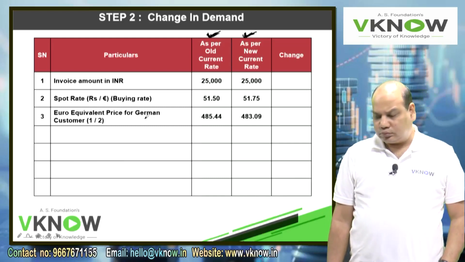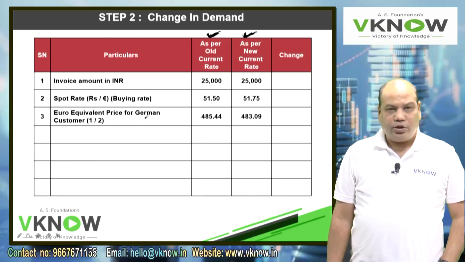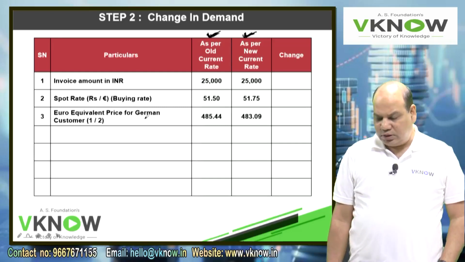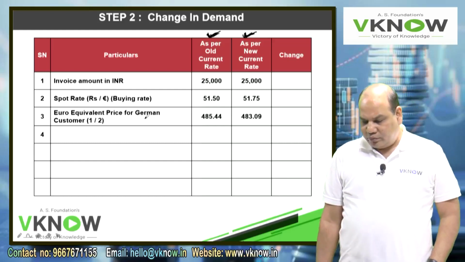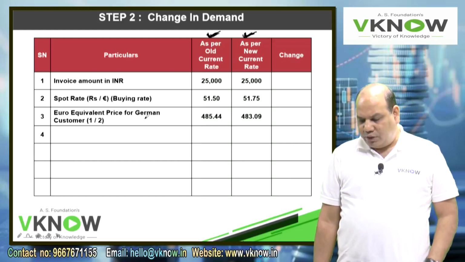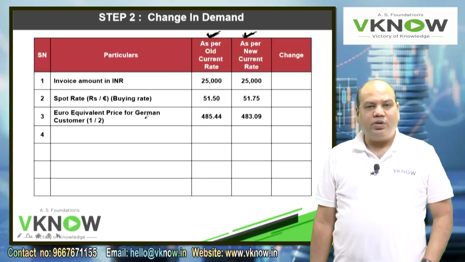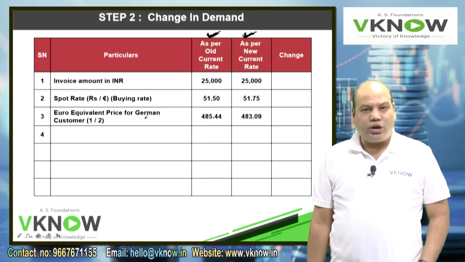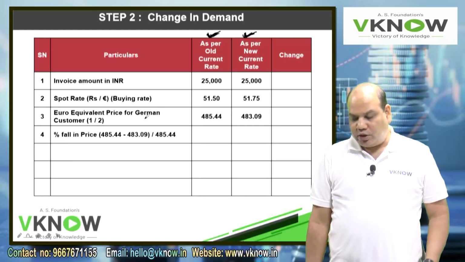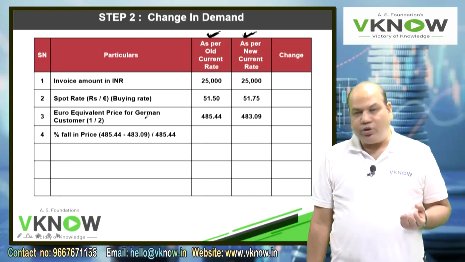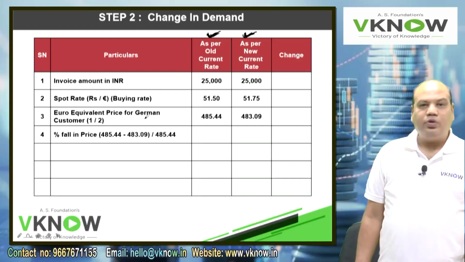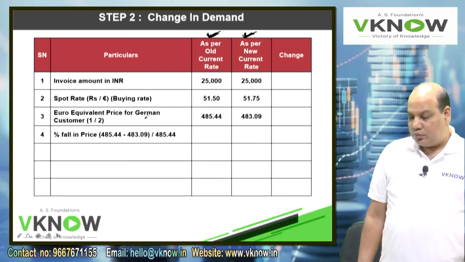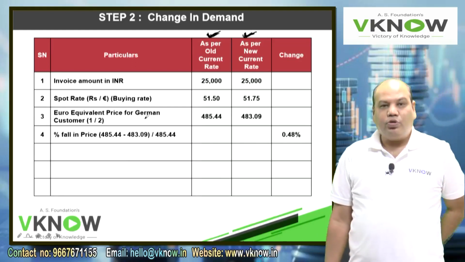483.09. So you can see that the effective cost to a German customer has gone down. That means earlier he was shelling out 485.44 euro. Now he will be shelling out 483.09 euro. So what is the percentage fall in the price?